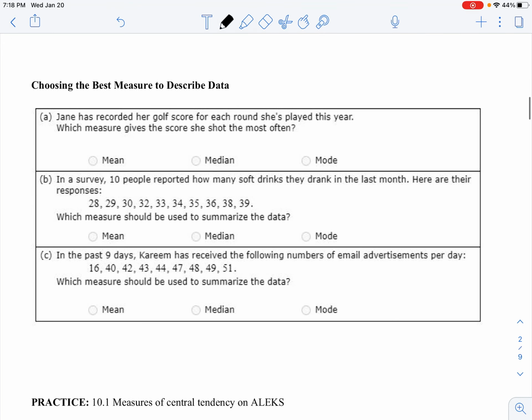Last question here. It says Jane recorded her golf score for each round she played this year. Which measure gives the score she shot most often? If it's happening all the time, if it's most often, that's going to be your mode.